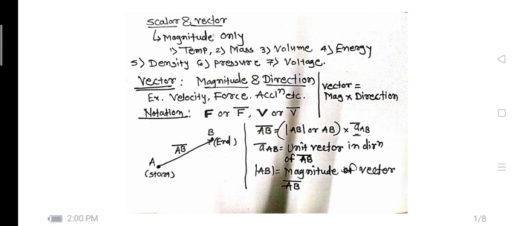So this vector AB bar is given by a magnitude, that is AB, multiplied by direction, a bar AB. This is nothing but unit vector in the direction of AB bar. And mod of AB is nothing but magnitude of that vector.